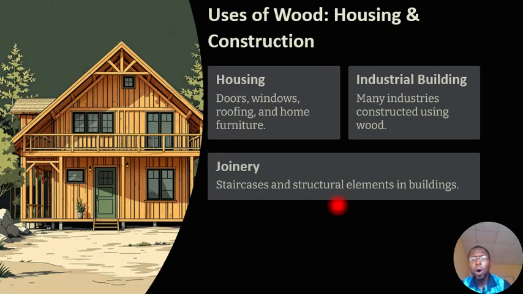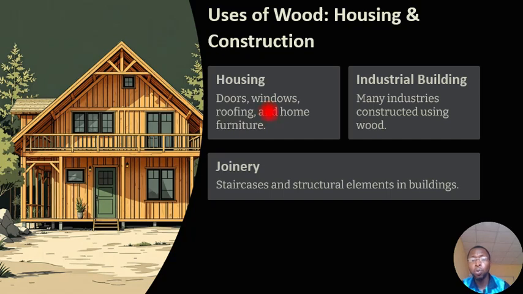Now, what do we use this wood for? We said earlier that we use hardwood for furniture making and for building construction. So we use them to make doors, whether it's hardwood or softwood. Wood in general, we use in making doors, windows, roofing, and home furniture when it comes to housing, where we live. Although we have other materials we use for making doors, wood is one of them.